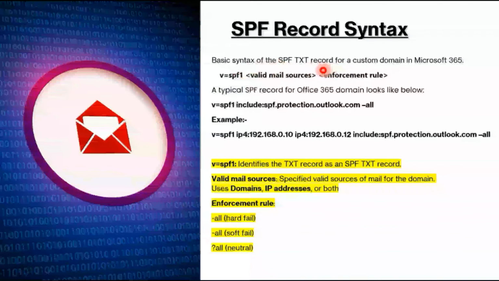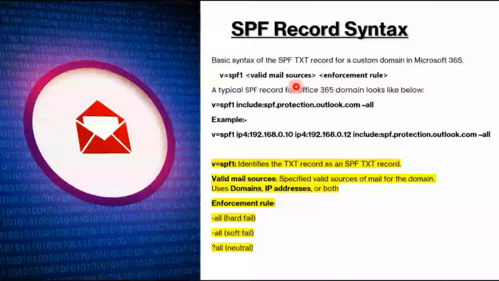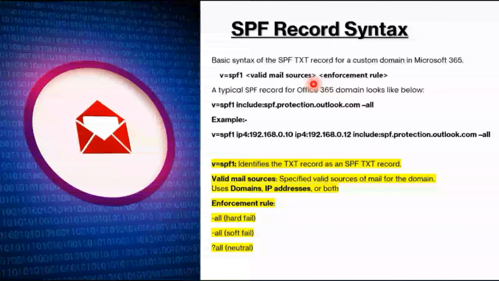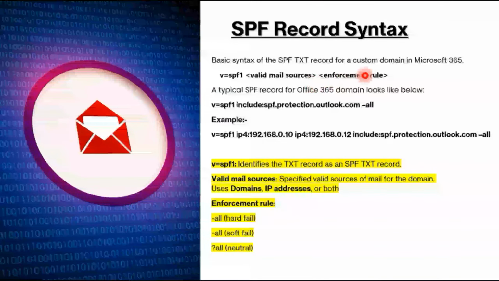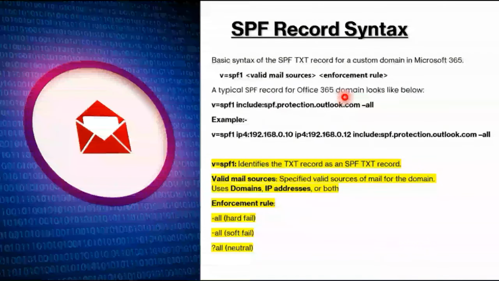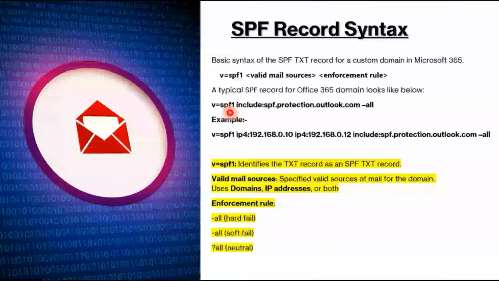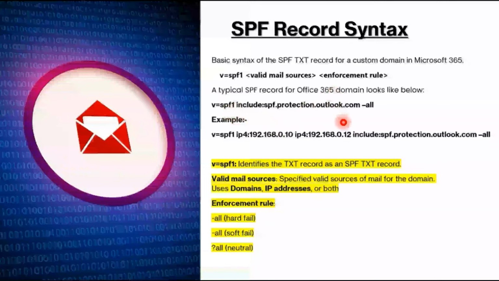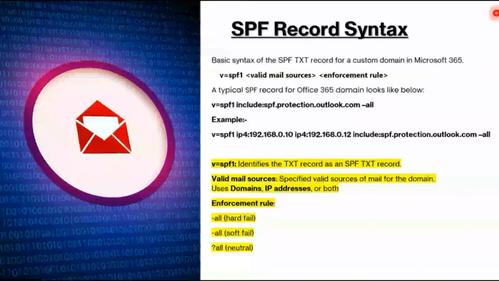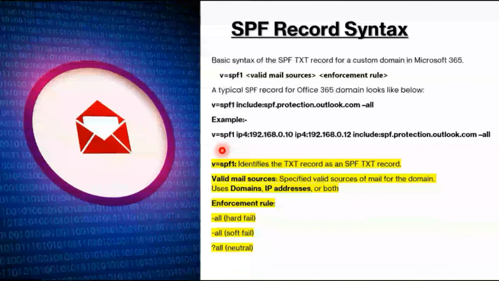So the basic syntax of the SPF TXT record for a custom domain in Microsoft 365 looks something like this. It is v=spf1, and then we have the valid mail services that will be sending emails on your behalf, and then we have the enforcement rule. So a typical SPF record for an Office 365 domain looks something like this: v=spf1 include:spf.protection.outlook.com -all, where v=spf1 identifies a TXT record as an SPF TXT record.